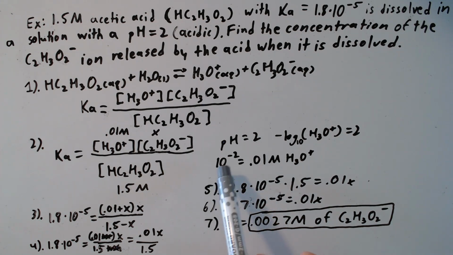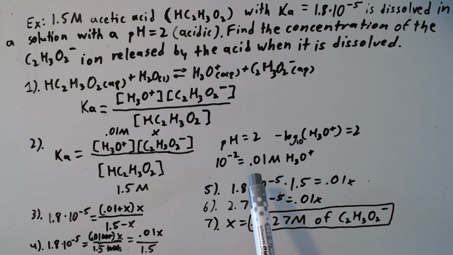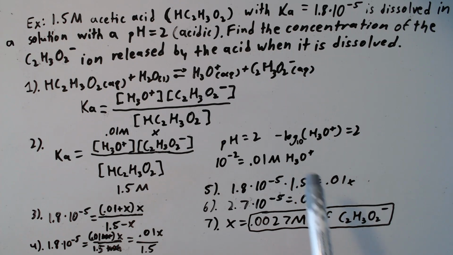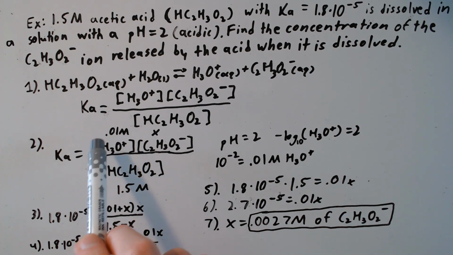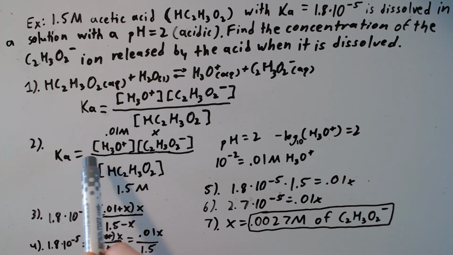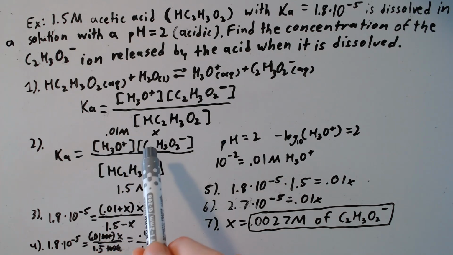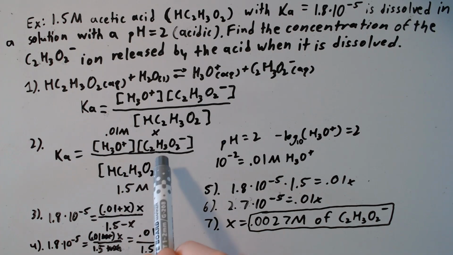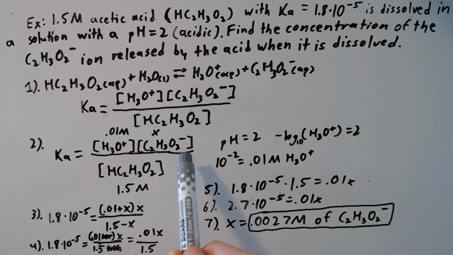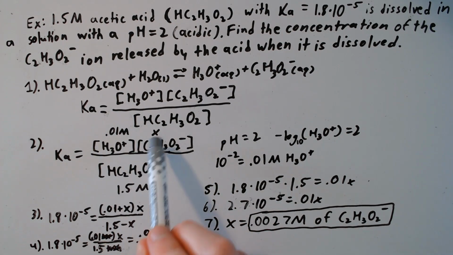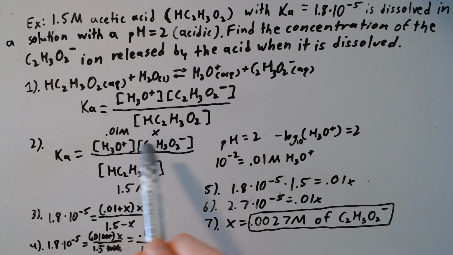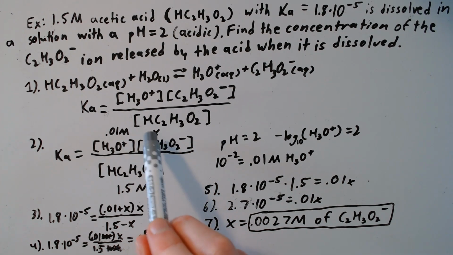And we do 10 to the negative second power, and we get 0.01 molar of H3O plus initially present. So we write 0.01 molar of this H3O plus already present. And this is at the initial point, like there's none of this C2H3O2 minus yet present, because these are just the initial concentrations. We do not know how much of this will be present in the end, so we just write an X for it.